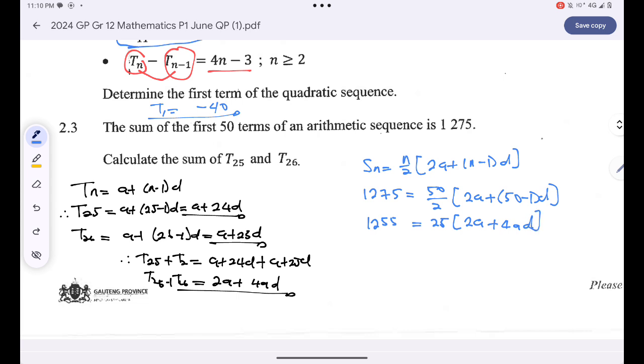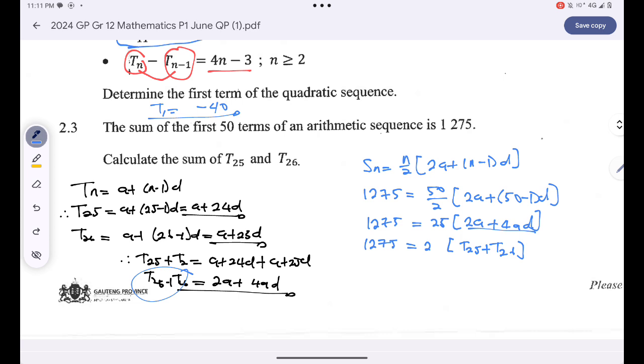Remember that, guys, 2a plus 49d is equal to what? Is equal to this thing over there, né? So I'll just have 1275 is equal to 25 multiplied by T25 plus T26. Remember that 2a plus 49d is equal to T25 plus T26, right?